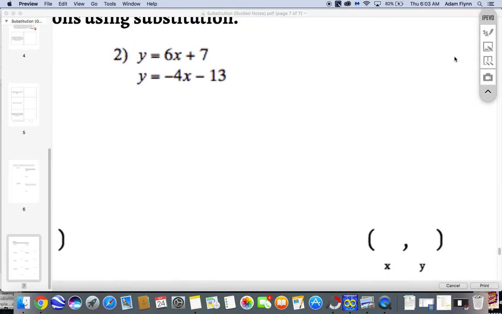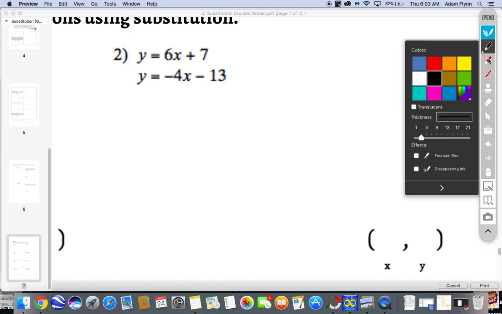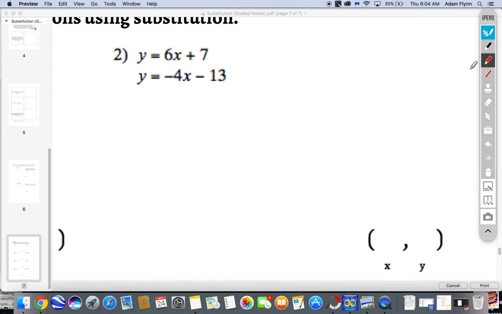Okay, for number 2, awfully similar. Both y's are isolated. So what I can do is I can take this negative 4x minus 13, and because I know that it is equal to y, I can replace the y up here with that expression. So when I do that, I've got negative 4x minus 13 equals 6x plus 7.